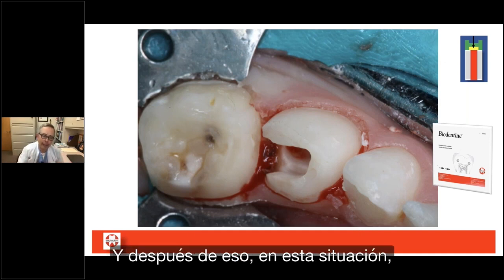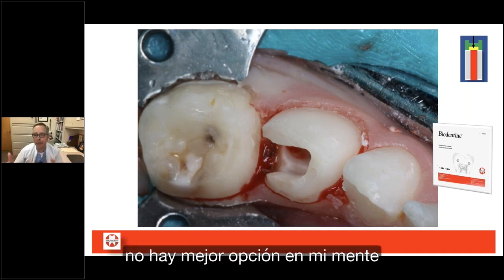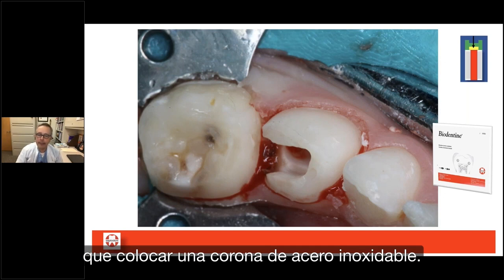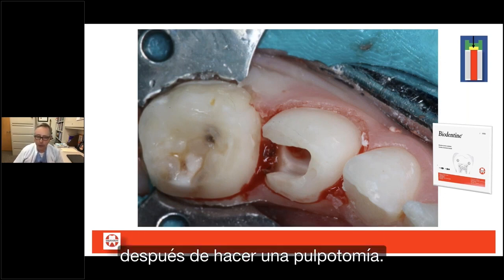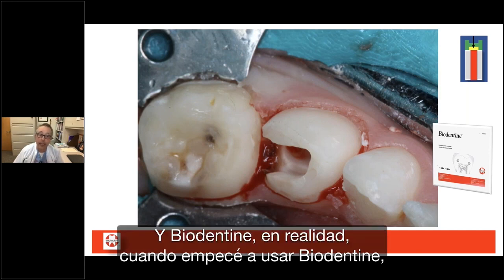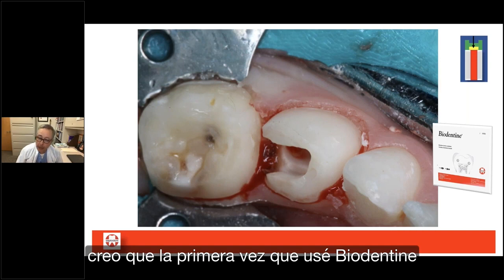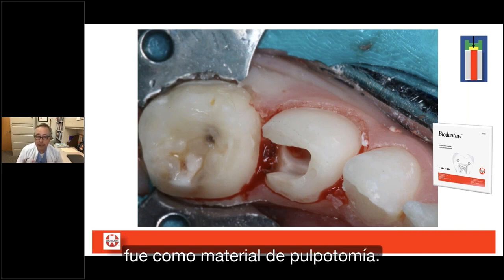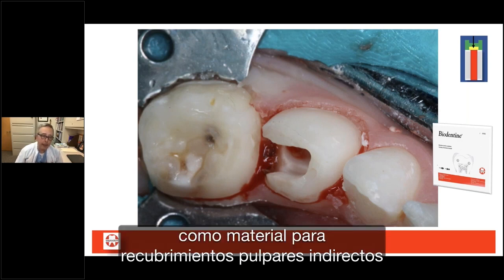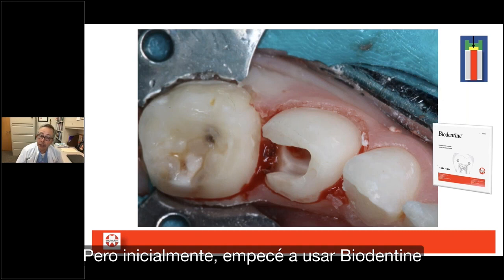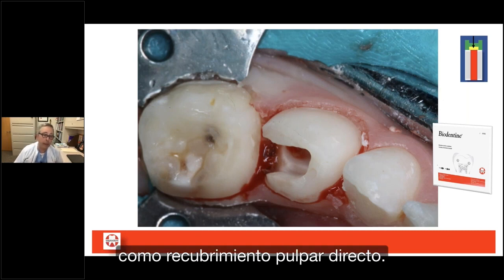And then after that, in this situation, there is no option in my mind other than placing a stainless steel crown. So I highly suggest placing a crown after you do a pulpotomy. And Biodentine, actually, the first time that I used Biodentine was as a pulpotomy material. Then I quickly learned to use Biodentine as a material for indirect pulp caps. But initially, I started to use Biodentine as a direct pulp cap.